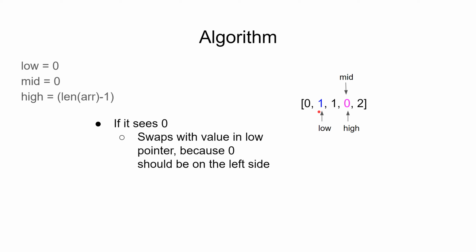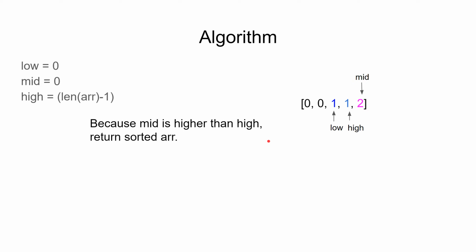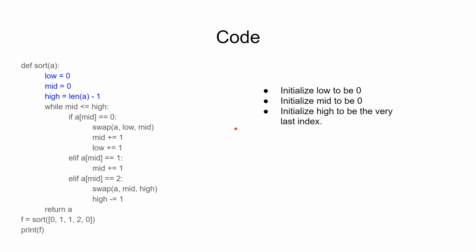And then if it sees 0, it swaps with the value in the low pointer, because 0 should be on the left side, and then it increments mid. Because mid is higher than high, you return the sorted array.